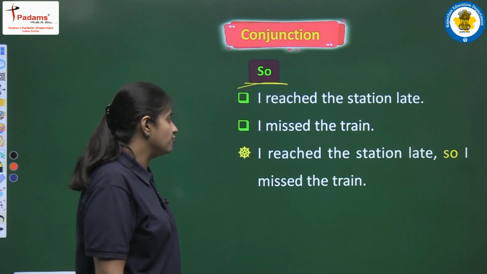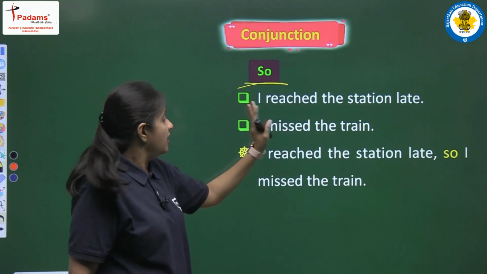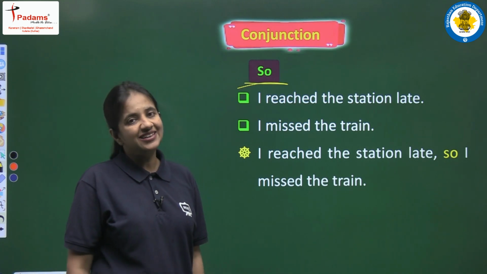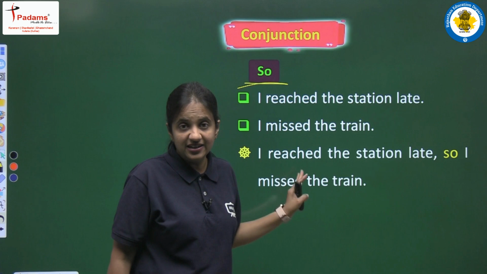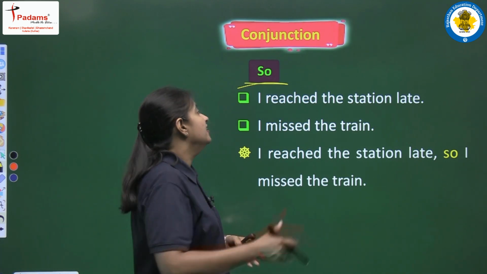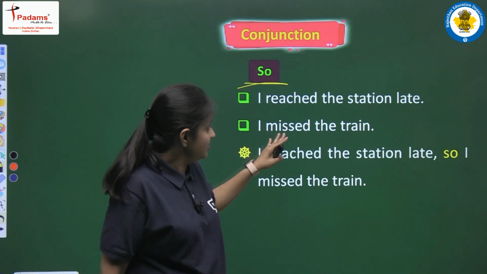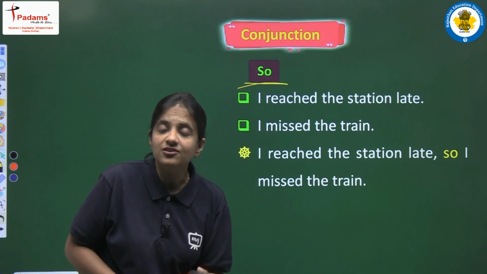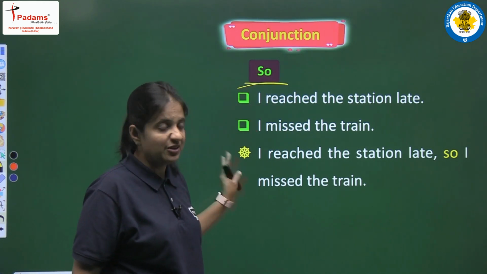Let's see the sentences first of all we are having here. I reached the station late. I missed the train. These are the two sentences that we are having here, and after reading the sentences we can understand that in the first sentence we are having one statement, and in the second sentence we are talking about the result of this thing. So we have to use so. Let's see how we can do this.